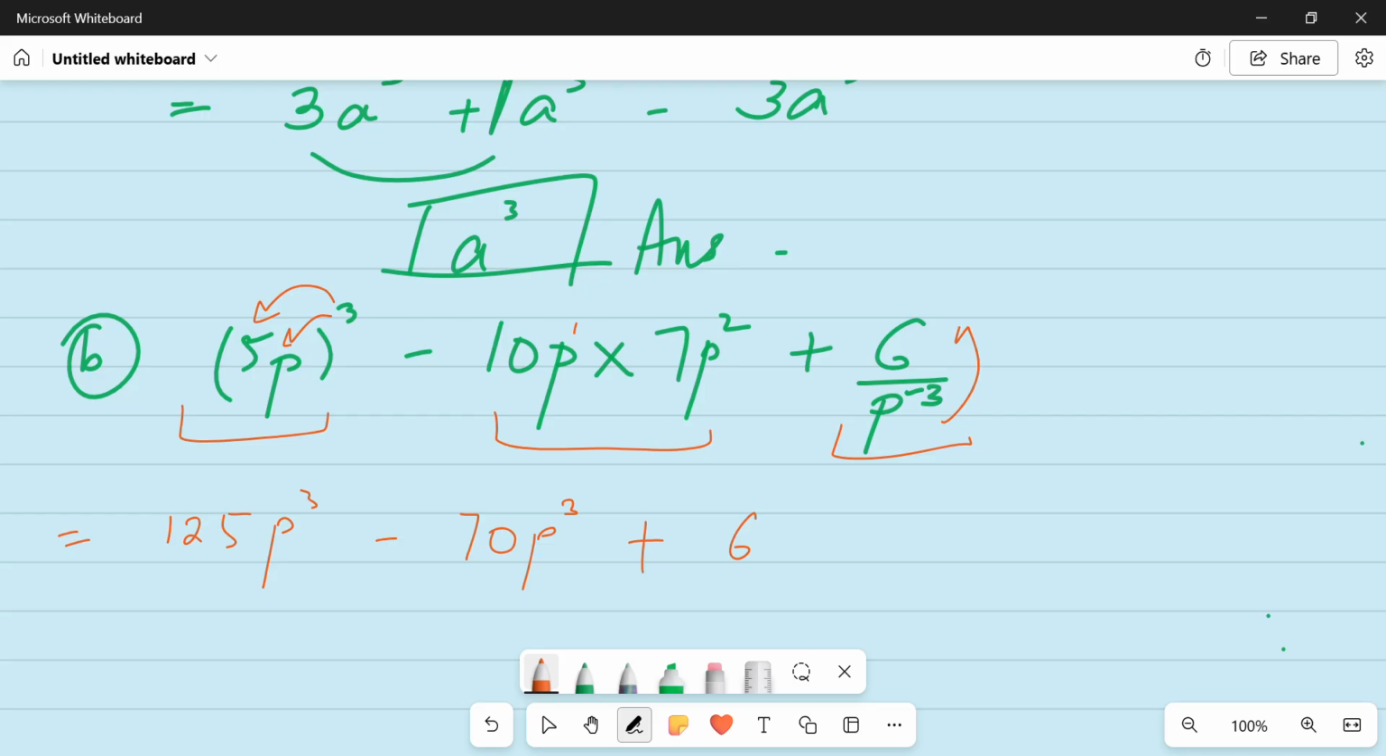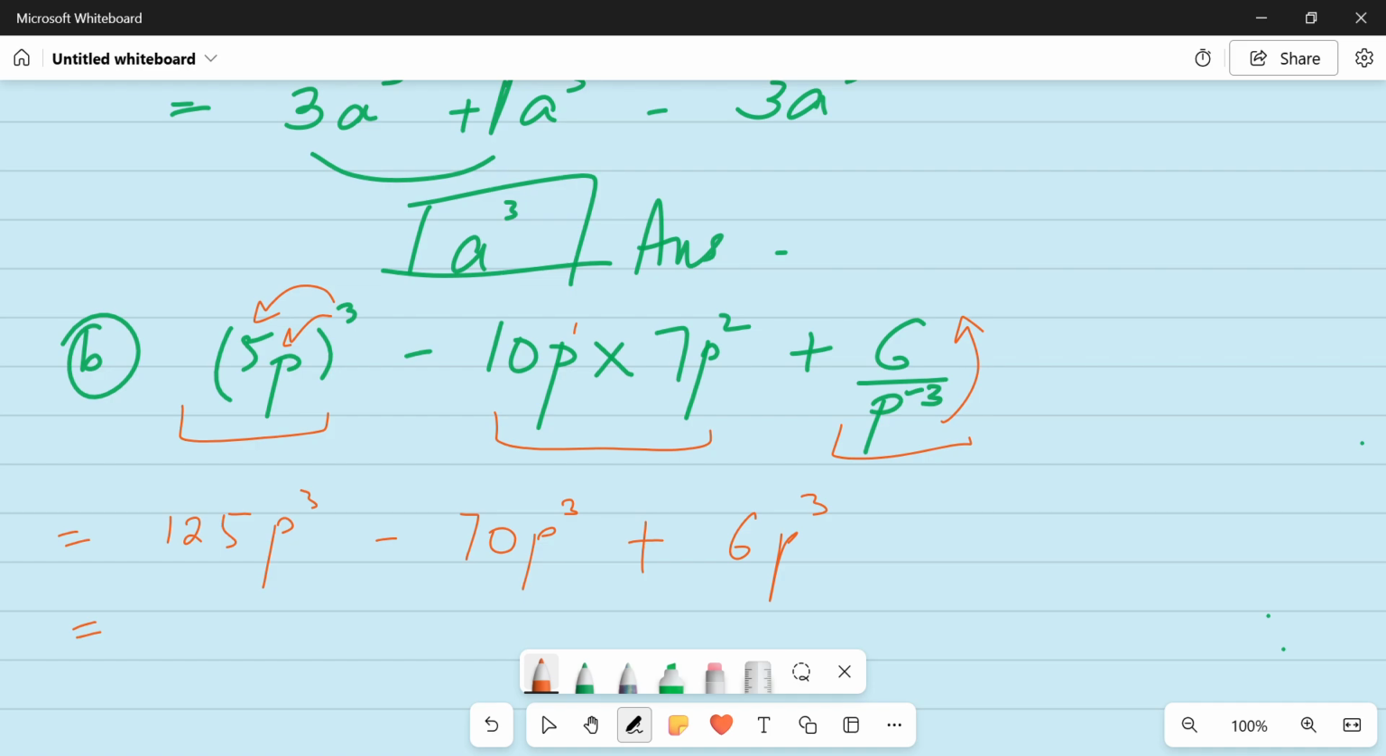We're going to bring this in the numerator, the sixth p to the power cube. When we check here, all the terms have p cubed. It's so easy to solve, and this is a similar question to the previous one. So we will take 125 minus 70.